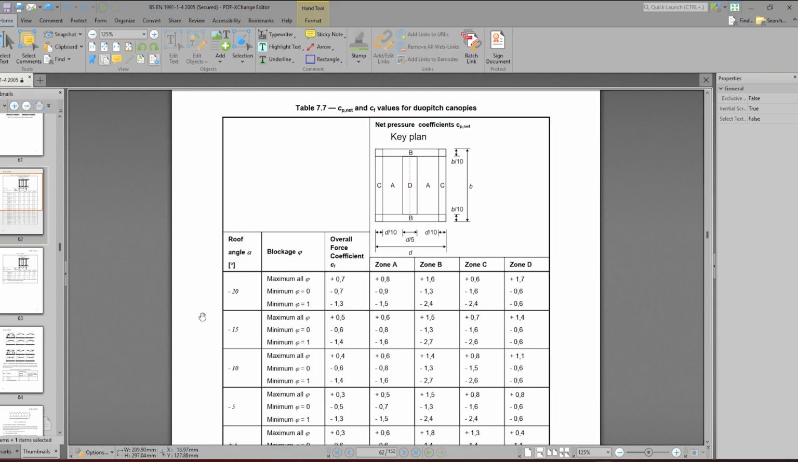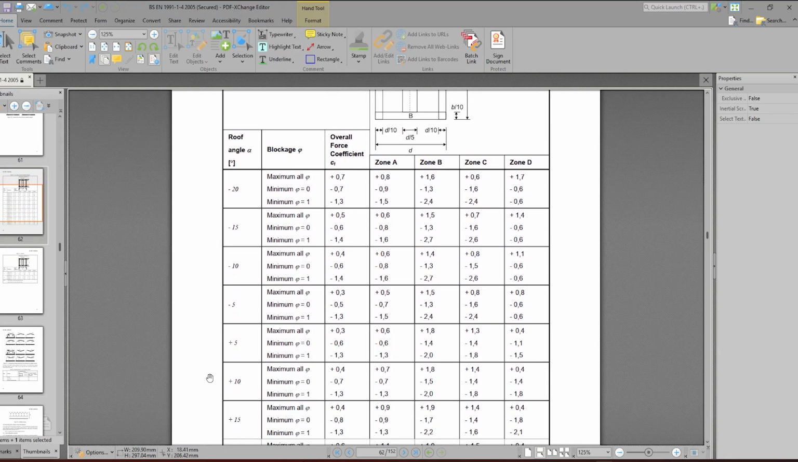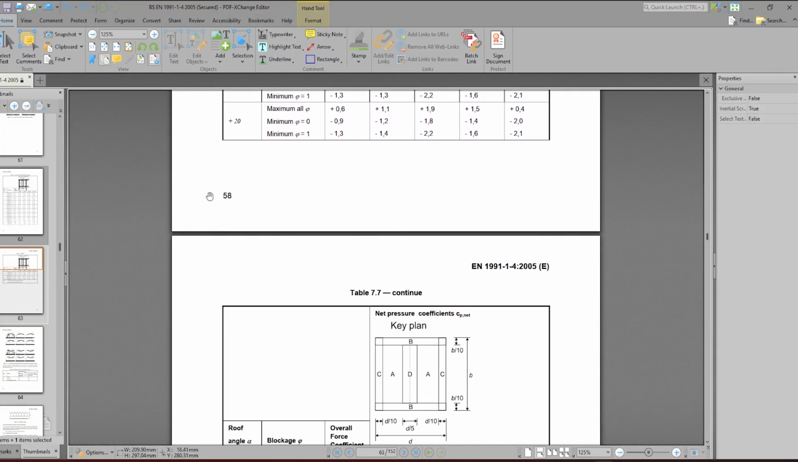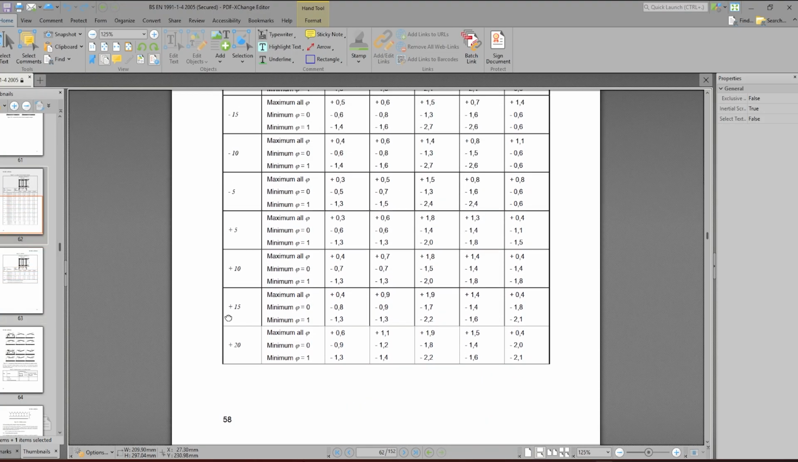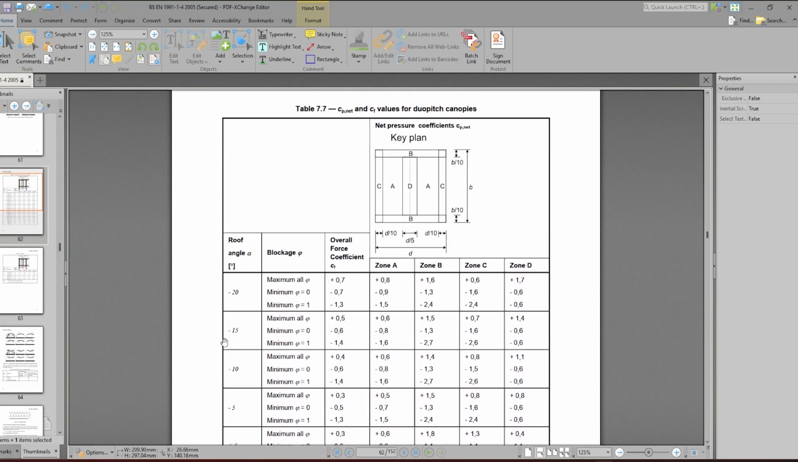All of this is relatively simple, however, implementing this in reality could mean that you have to interpolate at a number of levels in between angles, in between blockage factors, and put that all together to get a CF max and a CF min overall force coefficient.